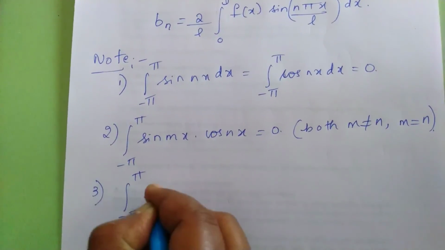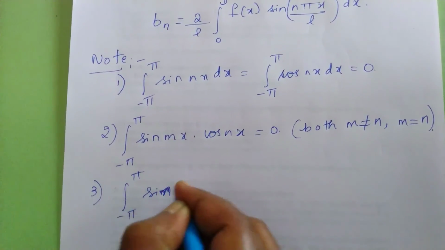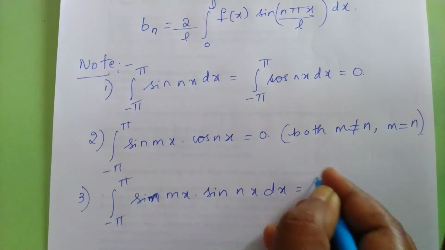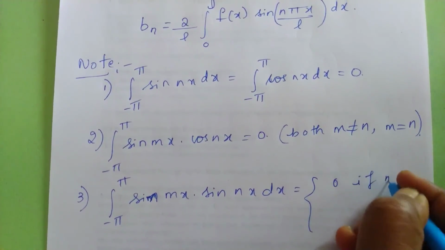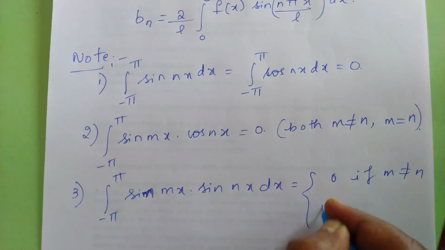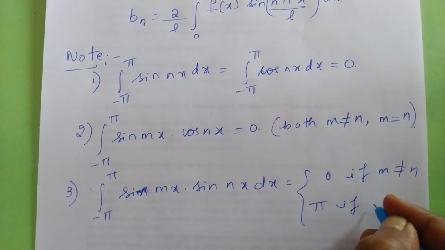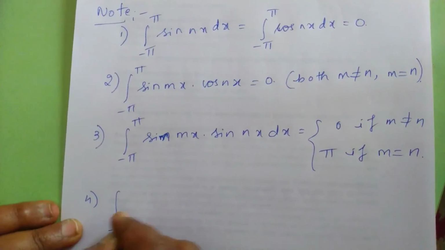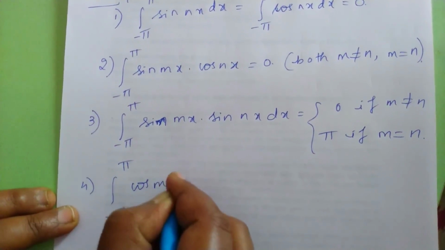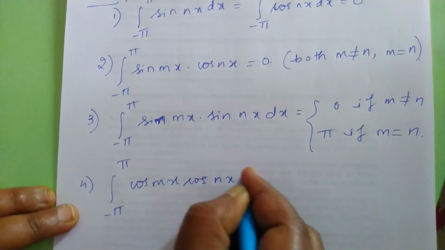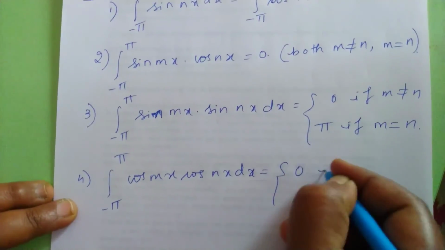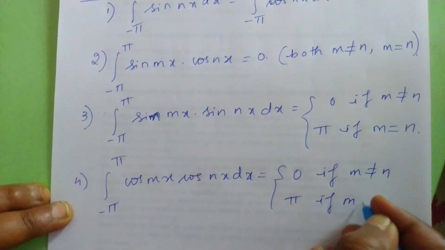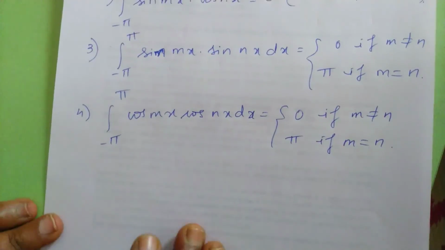And integration from minus pi to pi sin mx into sin nx dx is equal to 0 if m is not equal to n, and pi if m is equal to n. Similarly, integration minus pi to pi cos mx into cos nx dx is equal to 0 if m is not equal to n, and pi if m is equal to n. These are the standard results.